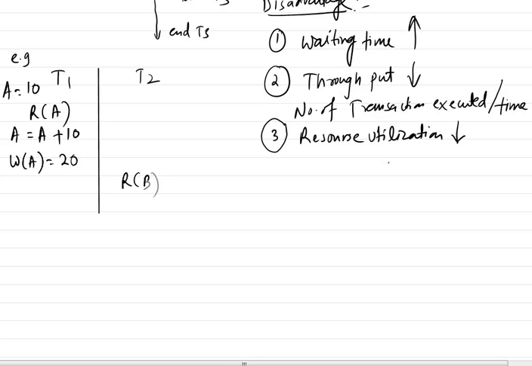Consider it will read B. Then it will perform B equals B plus 5. Consider B has a value of 5. And then write B. So its value will be 10. That means the operations of T1 are performed and its execution is completed, and after this T2 will start. So it is the serial schedule. After completion of T1, T2 will start execution.